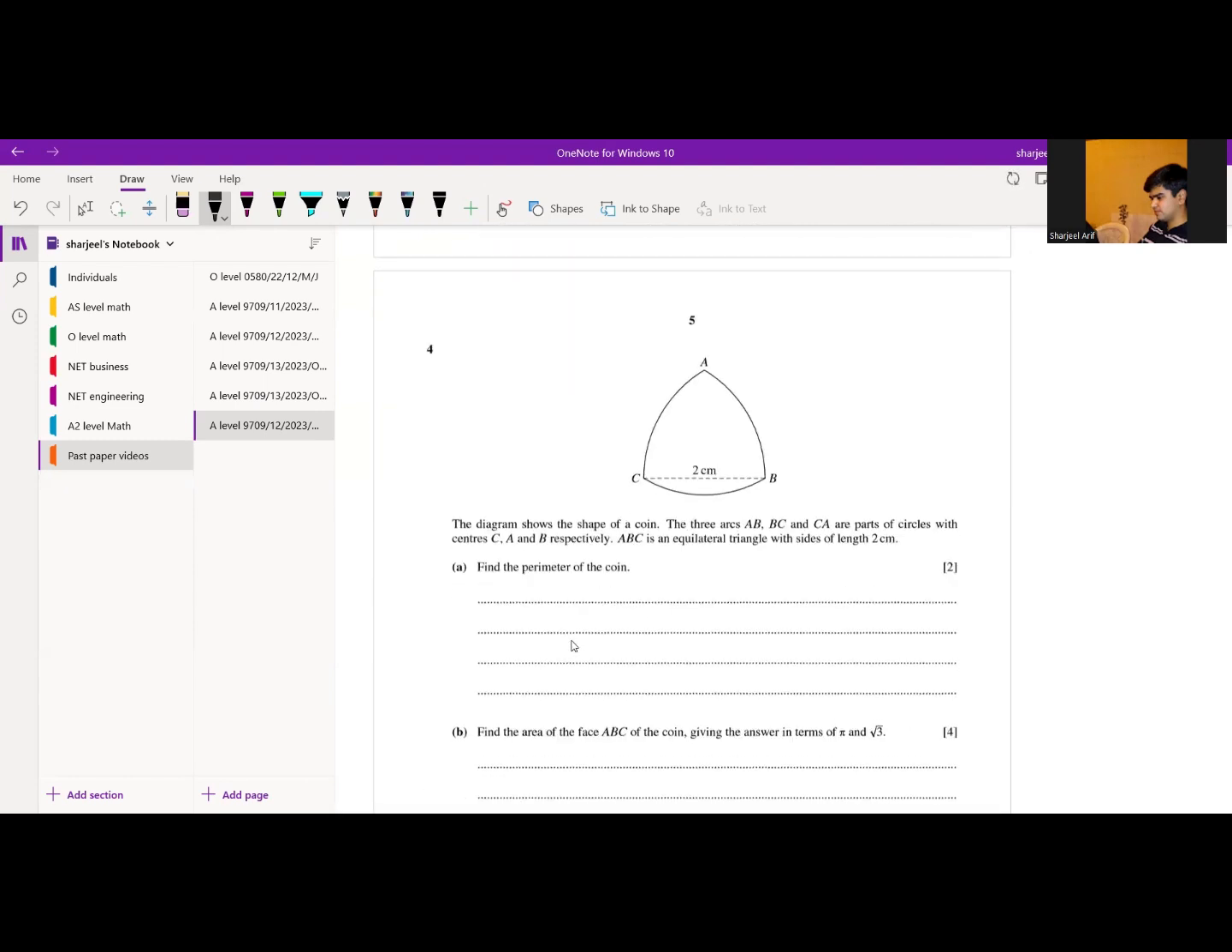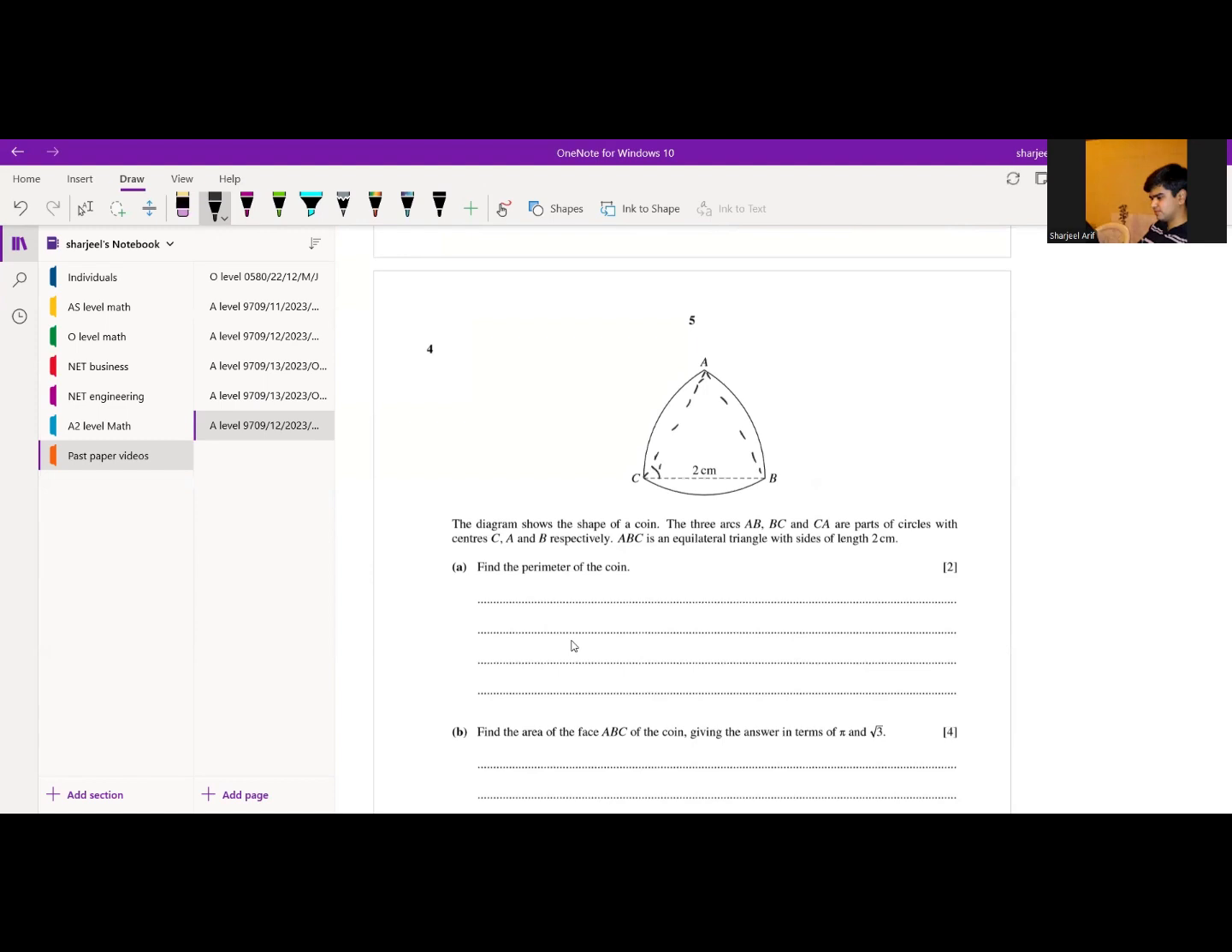Now, for question number 4, the diagram shows the shape of a pond. The three arcs AB, BC, and CA are parts of circles with centres C, A, and B respectively. ABC is an equilateral triangle. So this means we have this ABC is an equilateral triangle.